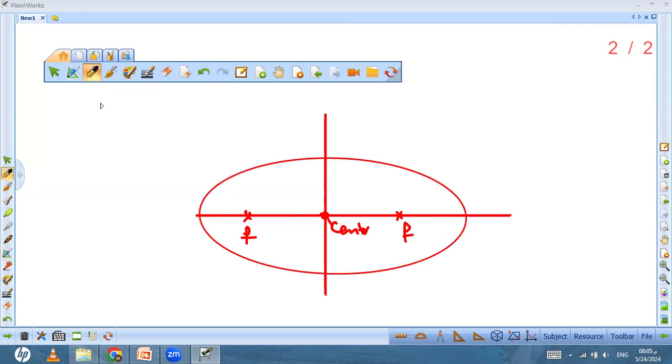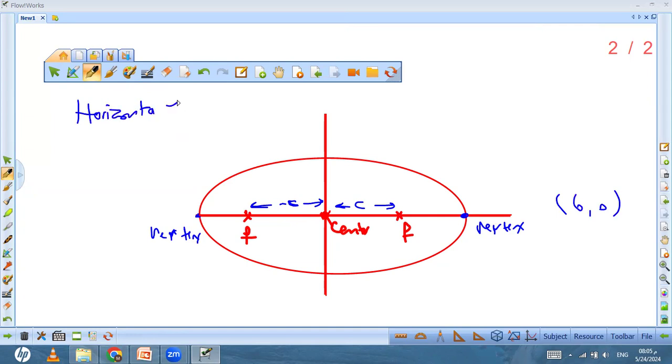Okay, guys. From center to focus is called C, and this one is also C, but in the opposite direction, negative C. From center to vertex, this one is called the vertex, and this point is called the other vertex. A vertex that is horizontal, for example 6 and 0, means it's a horizontal ellipse.